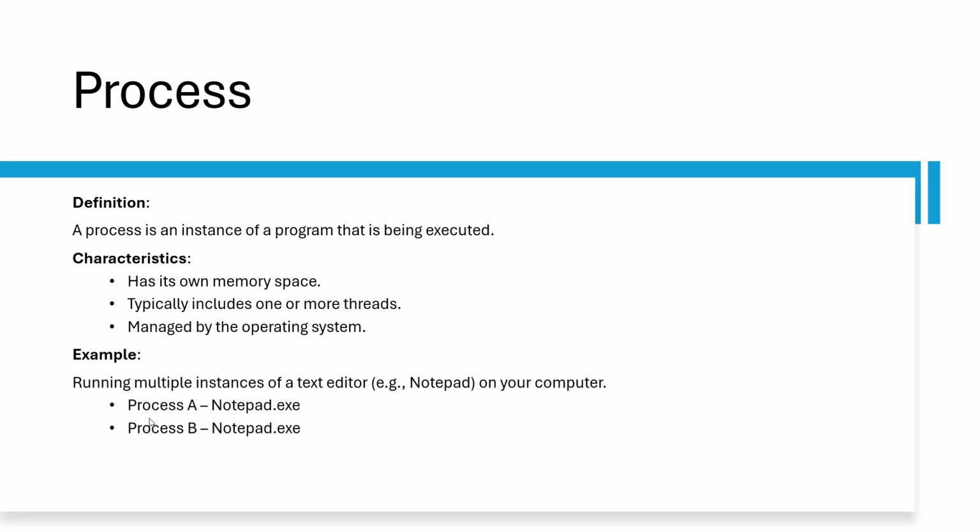So these are some of the characteristics of a process. As I gave the example of Notepad here, running multiple instances of a text editor, which is Notepad, on your computer is one simple example of how processes are created, right?